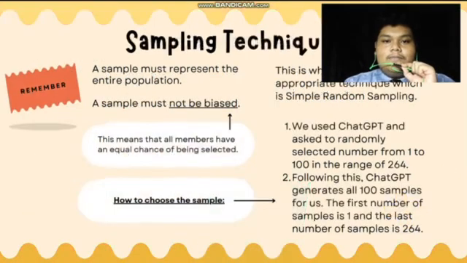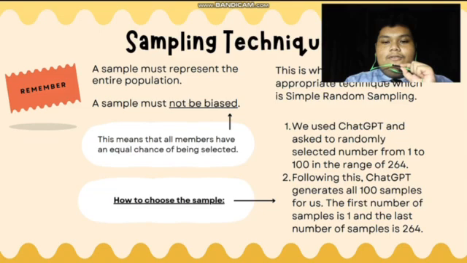So the last part is sampling technique. We need to remember a sample must represent the entire population. A sample must not be biased. Unbiased means that all members have an equal chance of being selected. So how to choose the sample? This is why we choose the appropriate technique, which is simple random sampling (SRS).